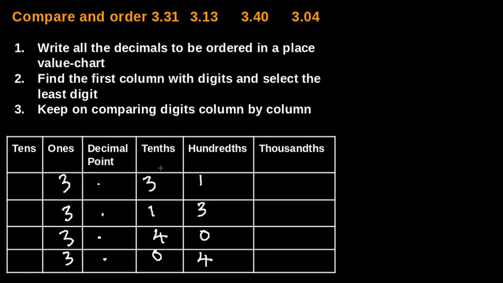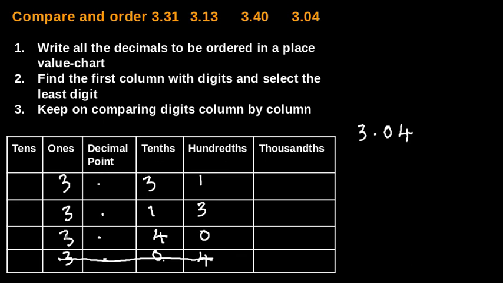We're in the tenths column. We have 3, 1, 4, 0. So it's easy to choose now. Which digit is the least? It's glaring, 0. So we can choose this as our least decimal. That's 3.04. Remember, we're ordering from the least to the greatest. So we cross this out. We move on. We repeat the process again.